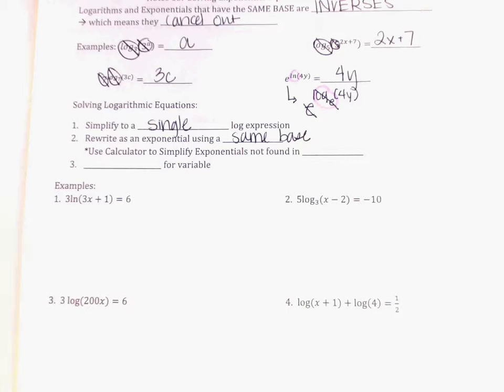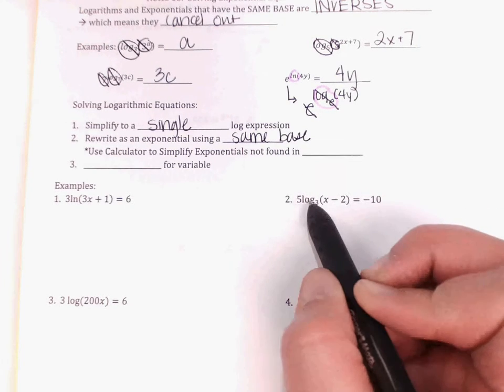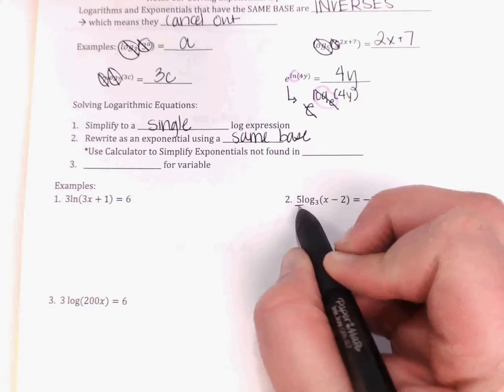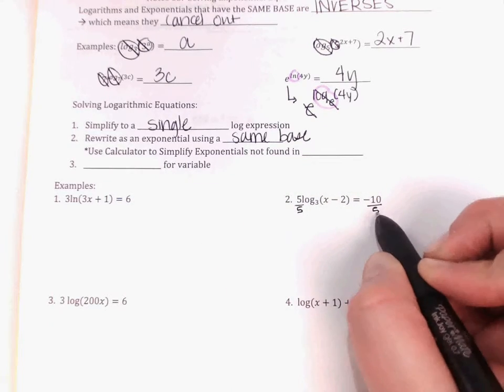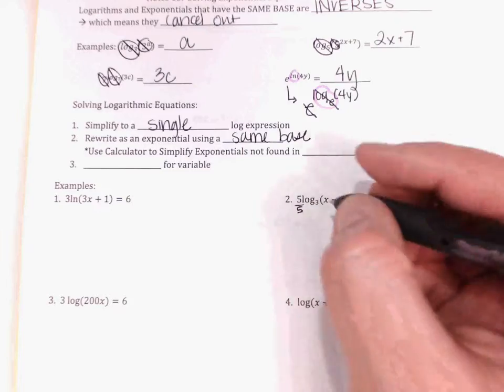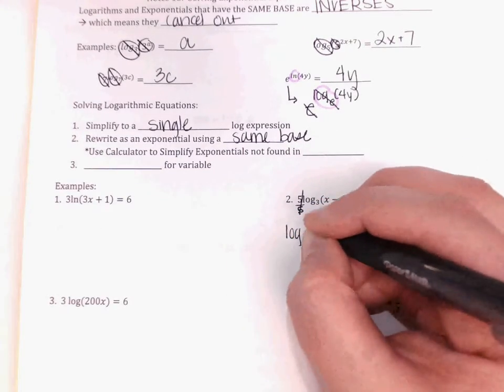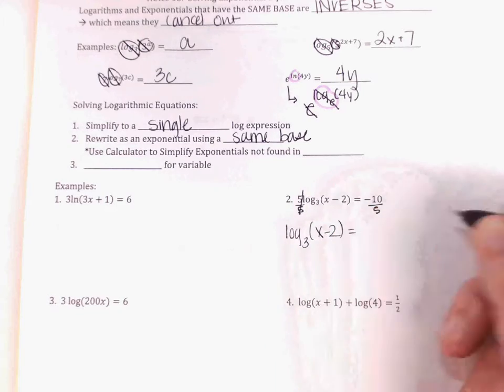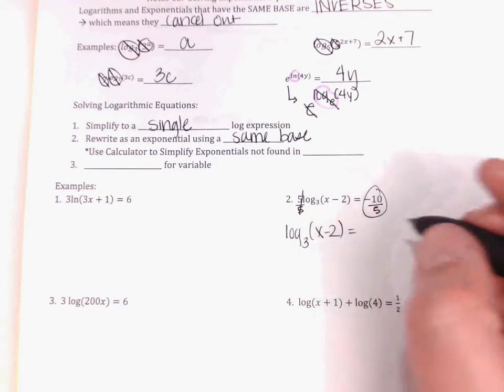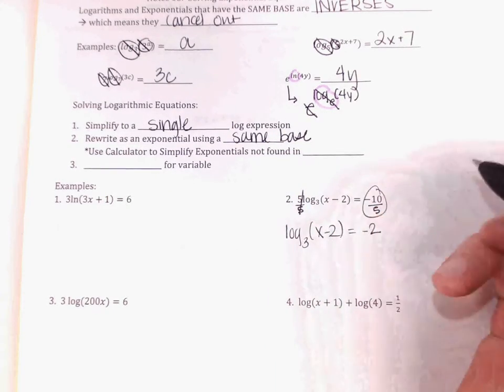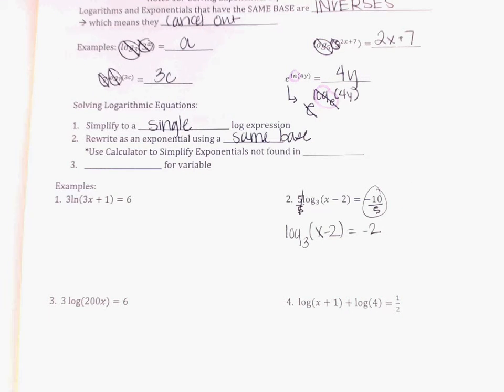First thing I'm going to do to get rid of the log is divide by 5. So divide by 5 here, divide by 5 here. Those are gone. So then I have log base 3 of x minus 2. Then what's negative 10 divided by 5? Negative 2.